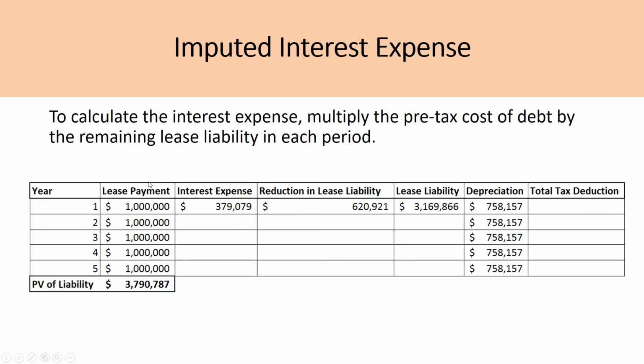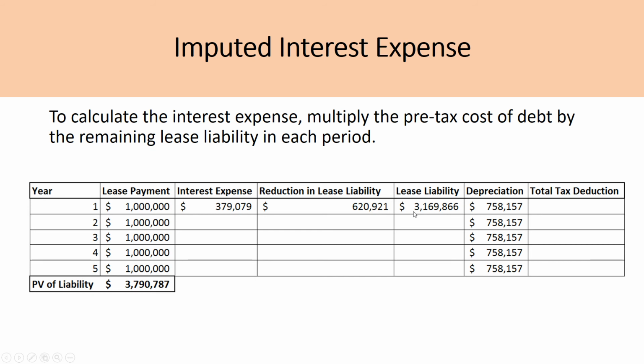So let's put this into the schedule and once again talk about it. So our imputed interest expense would be 10% of the present value of the lease liability in the current period. In year 1, it would be the present value of the initial capital lease, right? So we multiply 10% by the PV. And then the difference between the $1 million lease payment and the imputed interest expense is the reduction in the lease liability. So then we take that number and we subtract it from the $3.79 million to get the remaining lease liability after 1 year.